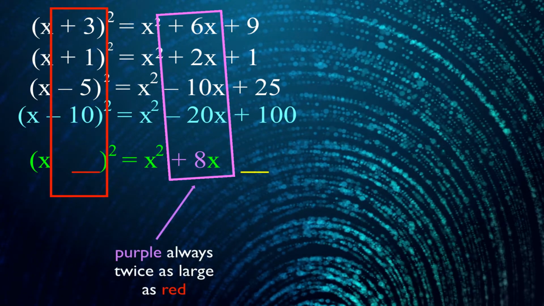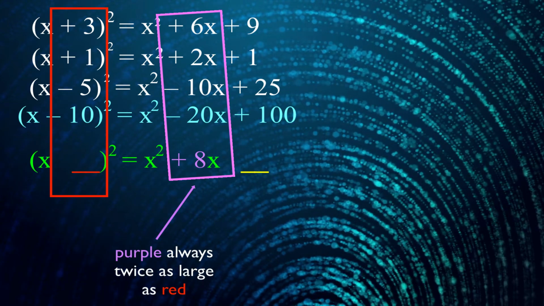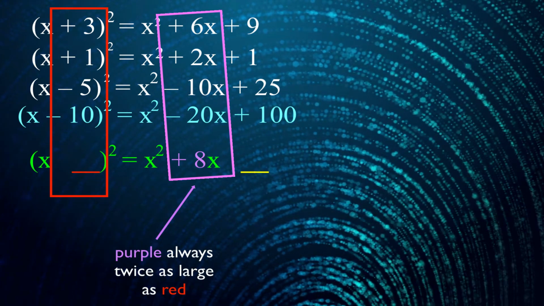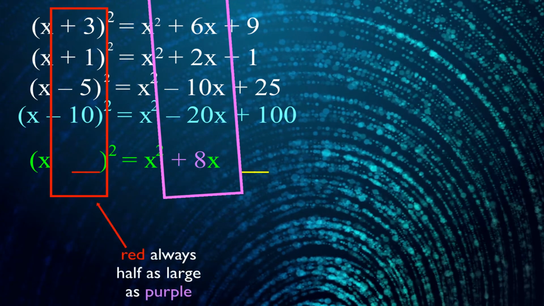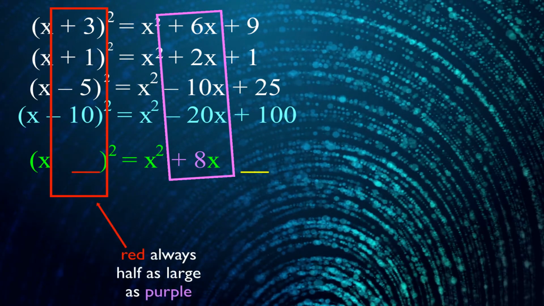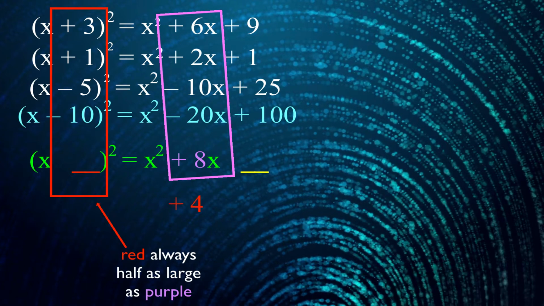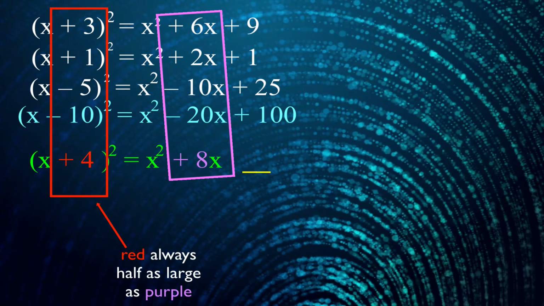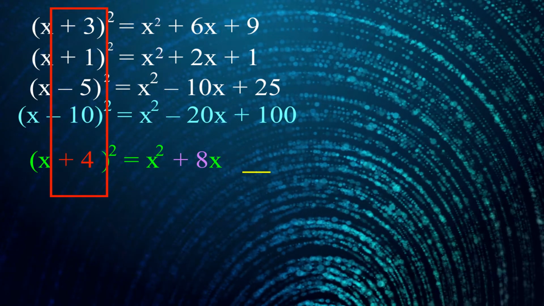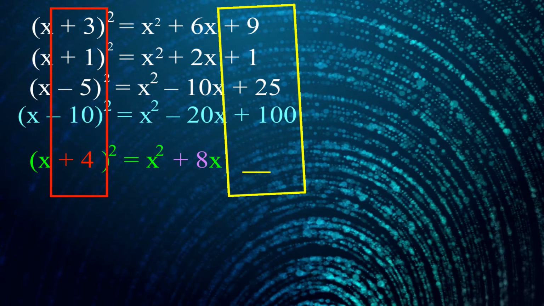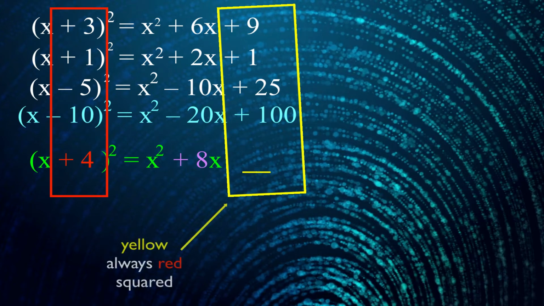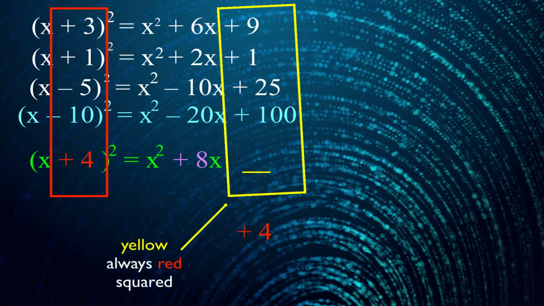The O and the I in FOIL, informally speaking, will cause that thing to double. Okay, so if this column is always twice this column, then this column is always half this column. So to figure out what goes in the red blank, I just have to cut the 8 in half. It must be a 4. And once I know that there's a 4 in the red blank, it's easy to figure out the yellow blank. The constant term in my binomial expansion, in other words, the number all by itself over to the right, is just the square of whatever's in the red blank. So 4 squared is 16.